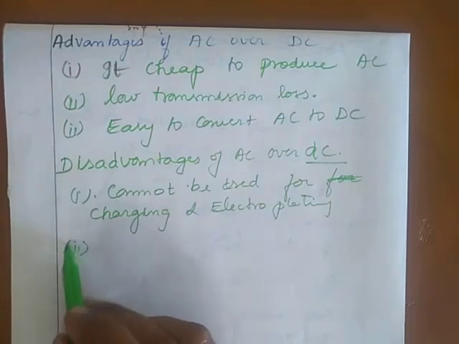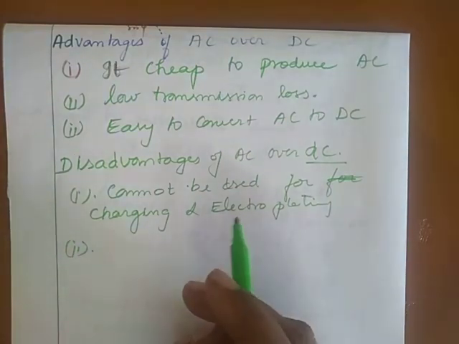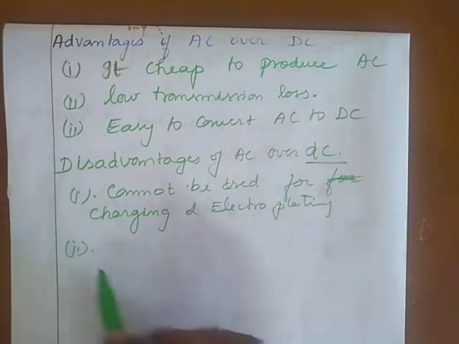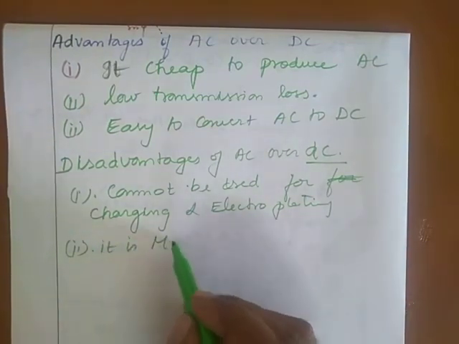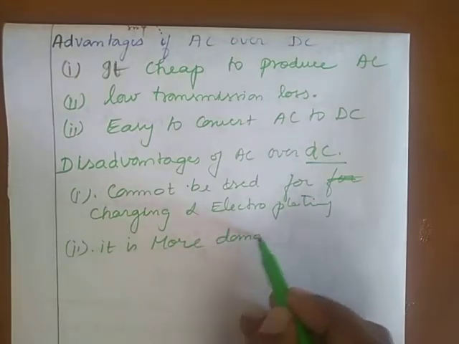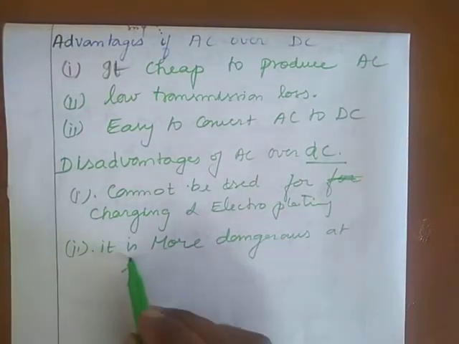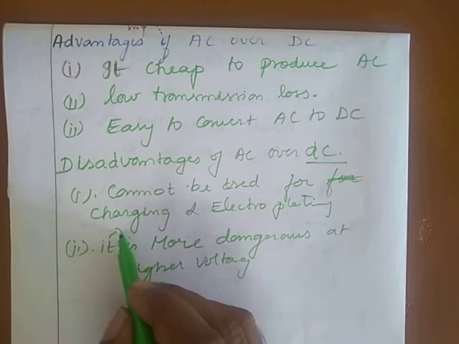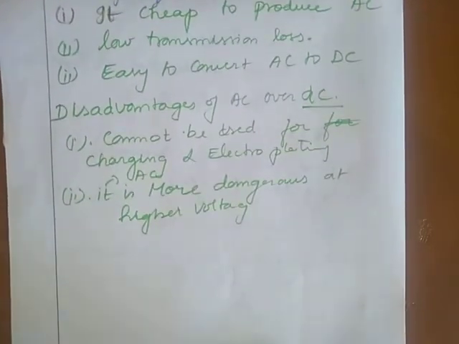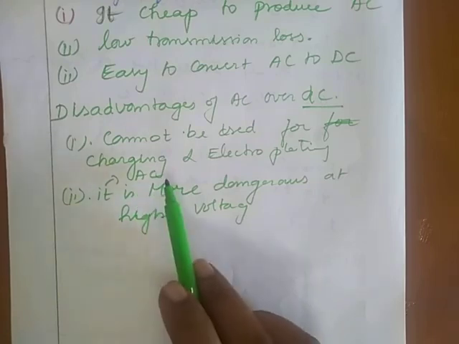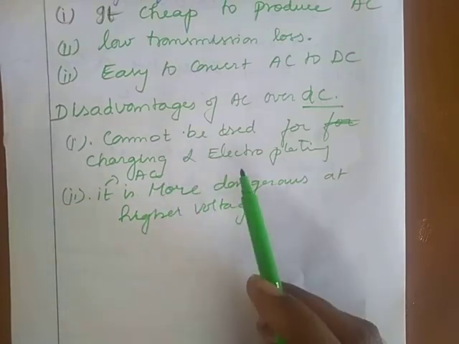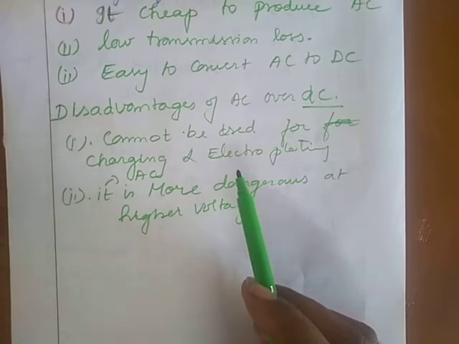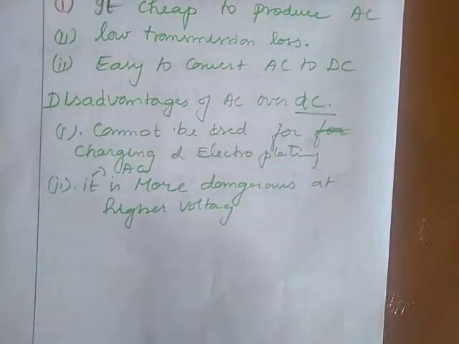Then the second point, at higher voltage it is more dangerous to work with AC than DC. It is more dangerous at higher voltage. Because at higher voltage, that means higher AC, the flux changes in a fast manner. If we place a metal nearby the wire, it will be attracted. It will make it more dangerous compared with DC at the higher voltage.